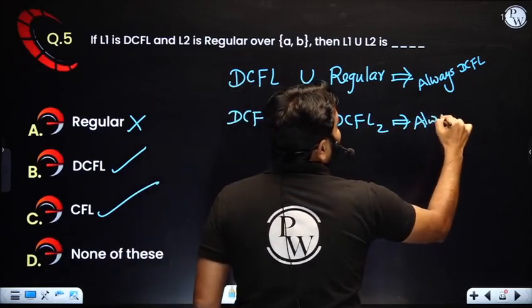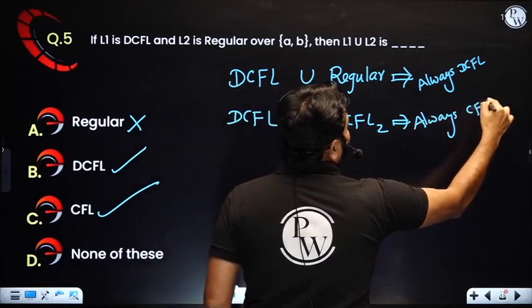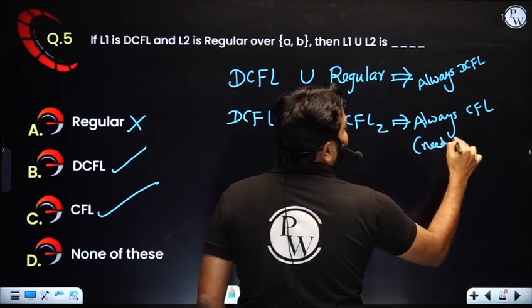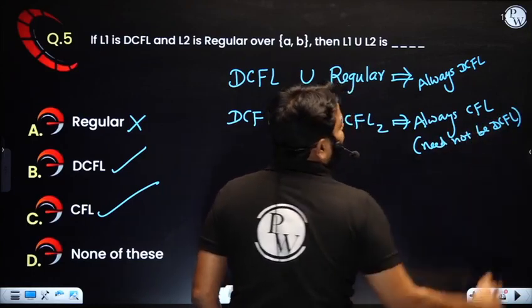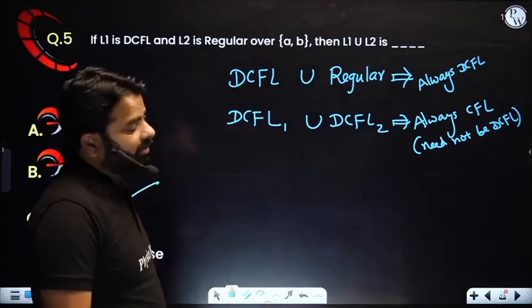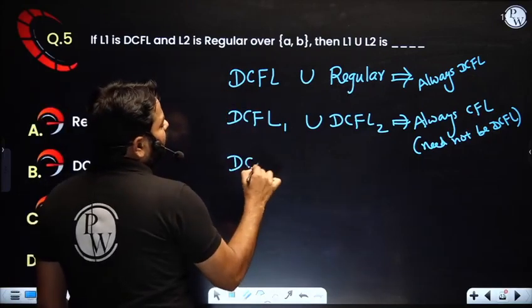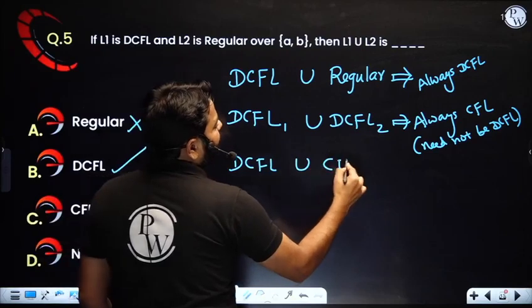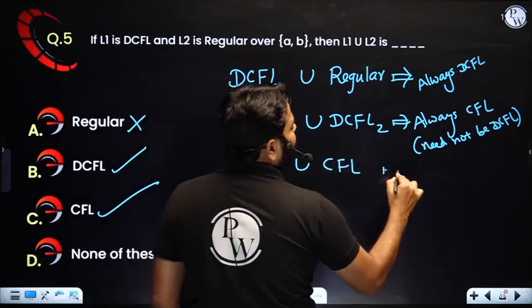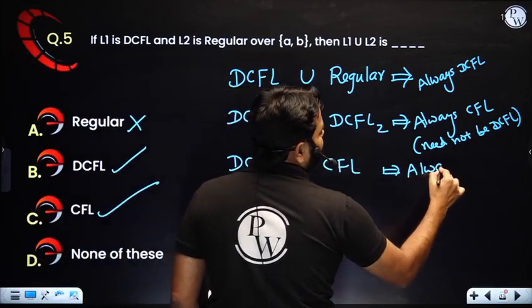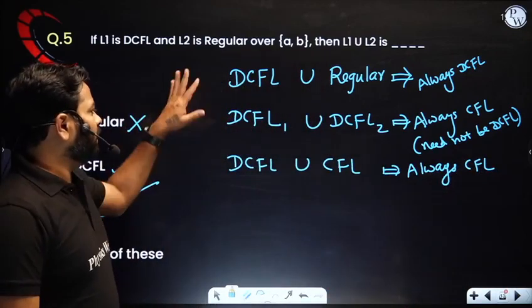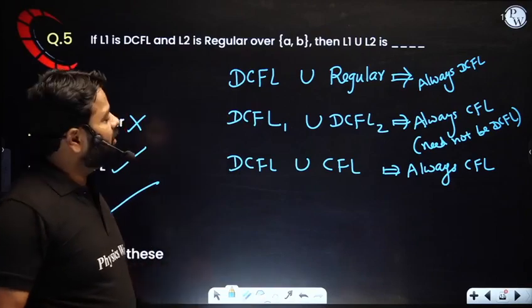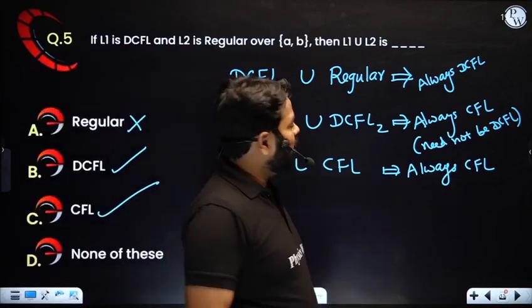Always CFL you got, because the answer here need not be DCFL. We don't believe on the DCFL result. It could be different from DCFL. And you have seen one language is DCFL, other is CFL. The answer is still the same, that is always CFL. No guarantee of DCFL. And also we have other cases, but try to think about these combinations, how do you get.